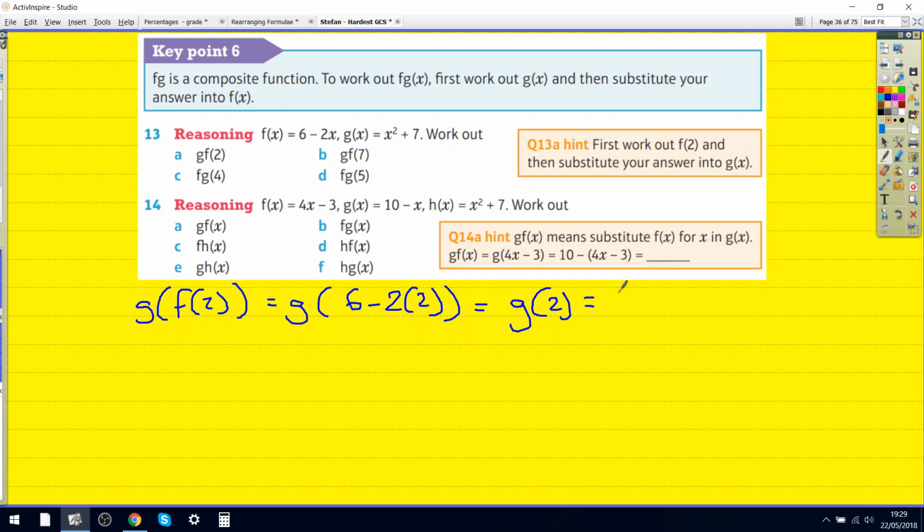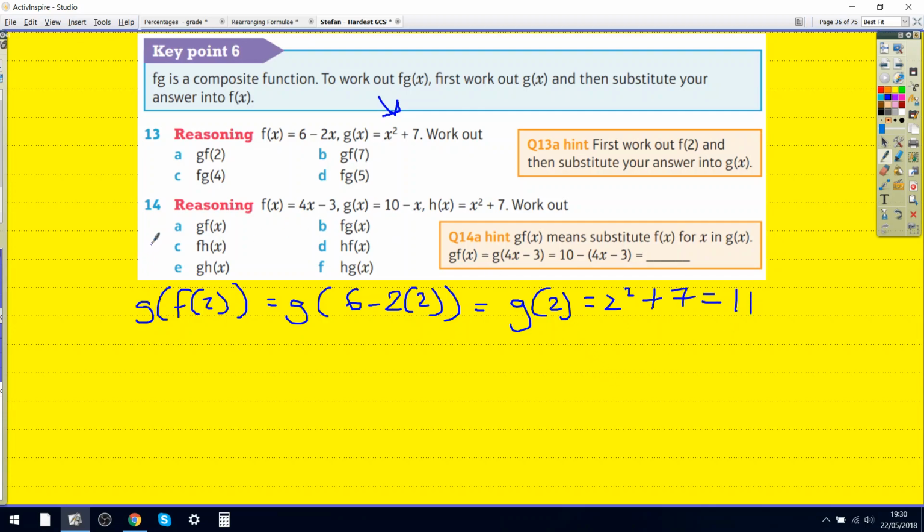Was it the g of 2? G of 6. I think, did you look at the wrong one? Question A, is it? Oh no, yeah, I was looking at the wrong question. I think you looked at 14, yeah. So that would be x squared plus 7, so that would be 2 squared plus 7, which is 11. That's it.